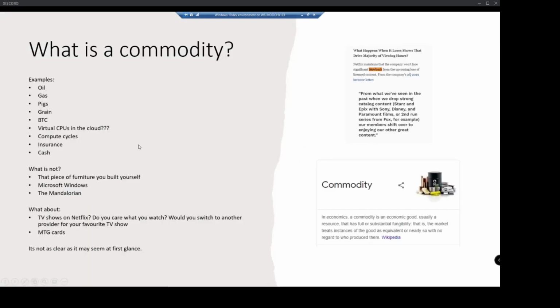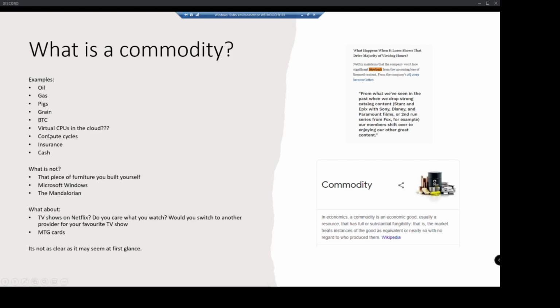So you would know what a commodity is. Most people have a general understanding of what commodities look like, for example oil, gas, pigs, grain, bitcoins. But there are some other weird ones, like virtual CPUs in the cloud, which are actually commodities. Looking at the definition here, straight from Wikipedia: in economics, a commodity is an economic good, usually a resource, that has full or substantial fungibility. That is, the market treats instances of the good as equivalent or nearly so, with no regard to who produced them. Basically, you don't care which virtual CPU you get, you just care that you get a virtual CPU.